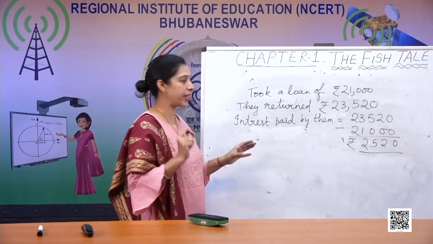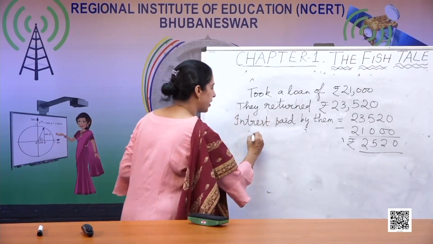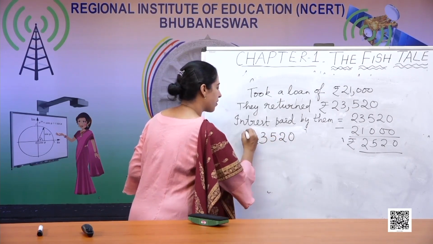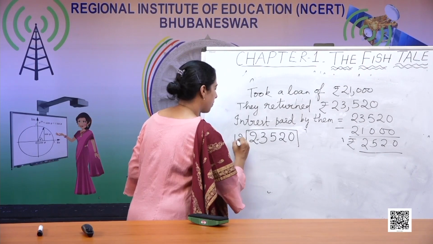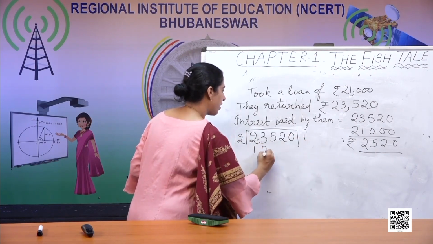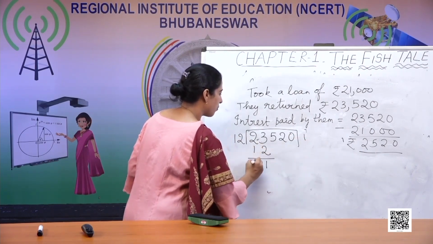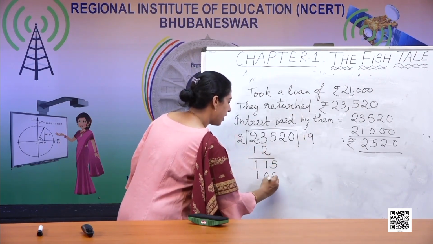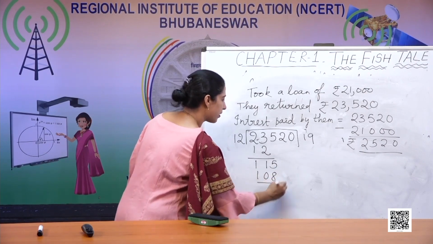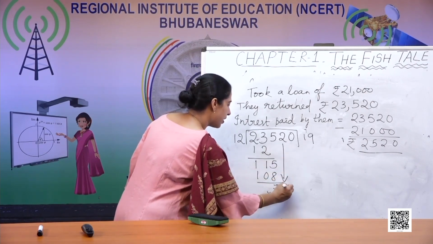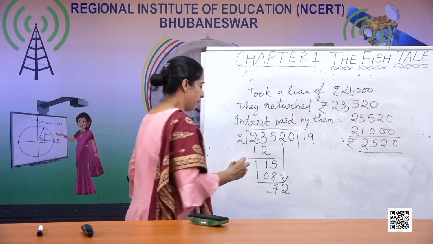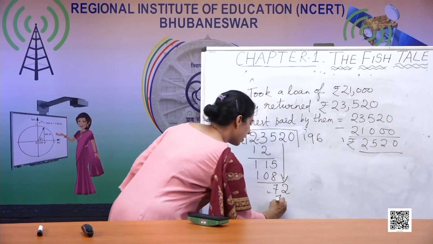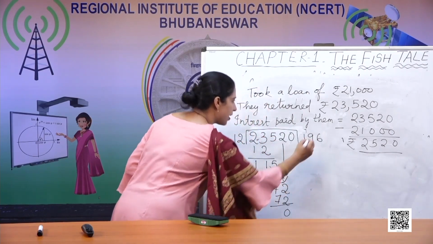Now they had taken the money and they have to return it in 1 year. So how much do they have to pay in 1 month? 23,520 divided by 12. 12 ones are 12. Then 3 minus 2, 1. 2 minus 1, 1, 5. Then 12 nines are 108. Then 15 minus 8, 7. Then which number comes down? 72. Then 12 sixes are 72. Then 0, then 0.